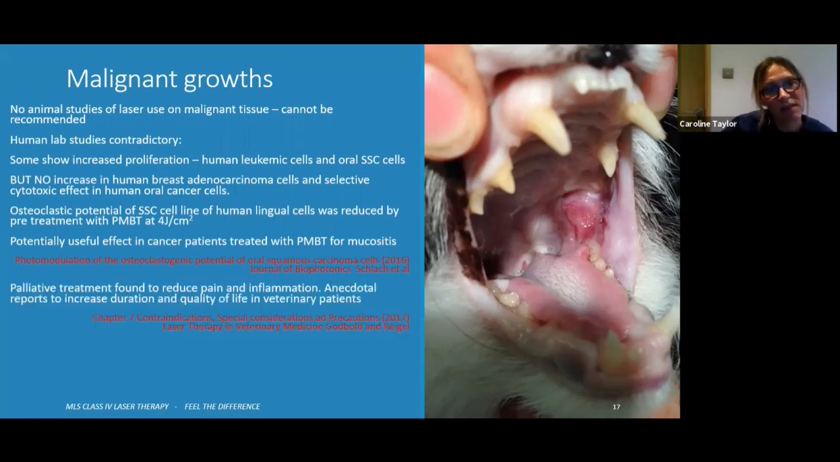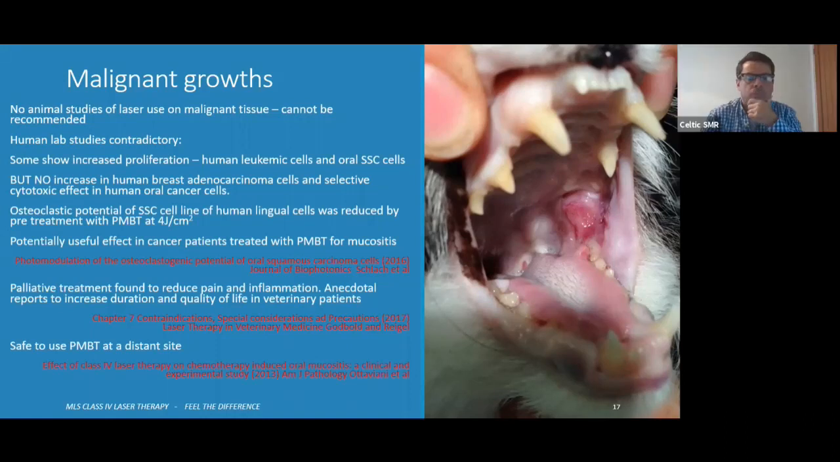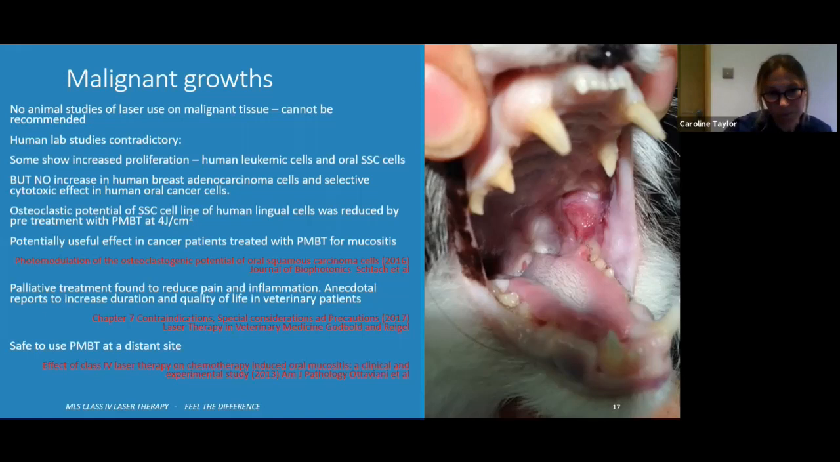In terms of palliative care, they've also found that it will reduce pain and inflammation. So if there's no way the patient can have resective surgery of a malignancy, there are anecdotal reports to say, if there's no way you can do a biopsy, or the fine needle aspirate results came back inconclusive, if it's for palliative treatment, when there's no opportunity to remove the malignancy, then laser could be considered to help manage these patients. It's also been shown that laser is safe to use at a site distant to any malignancy. So if there's a dog that has had a mast cell tumor in the past, there's no issue with being able to use laser in the mouth. That's a very good point.